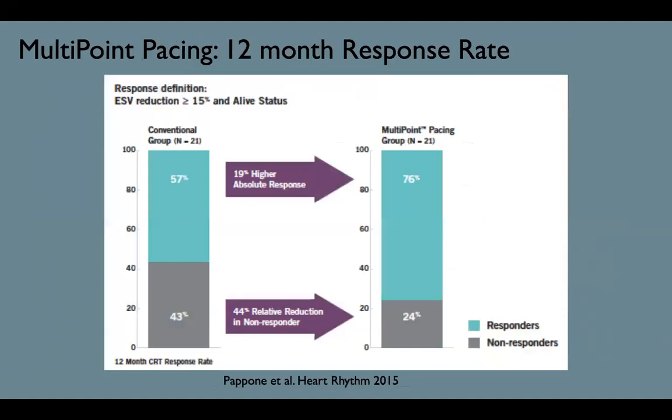This is just another study that showed a 12-month response rate. Essentially, what you're seeing here is that the non-responder rate was reduced from something like 43% down to 24% with multi-point pacing, and correspondingly, of course, a higher overall absolute response rate, upwards of 76% in this particular evaluation, which was at 1 year.